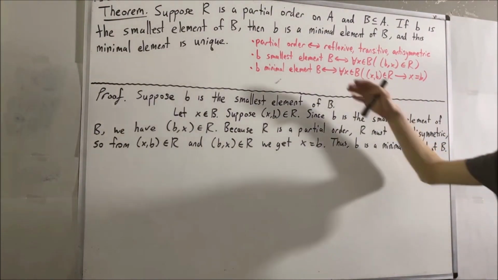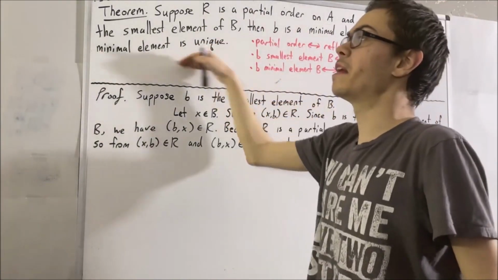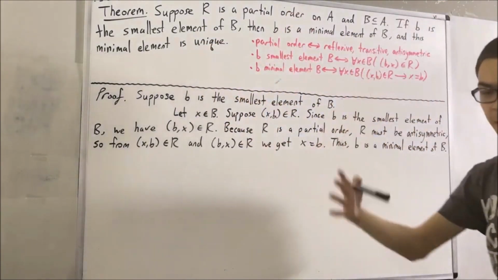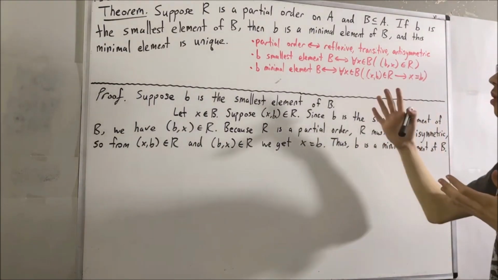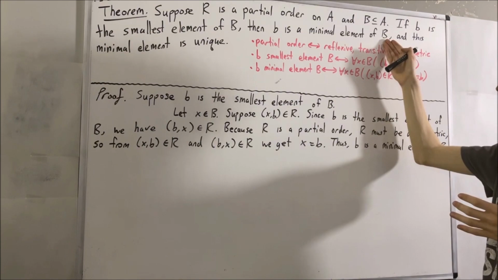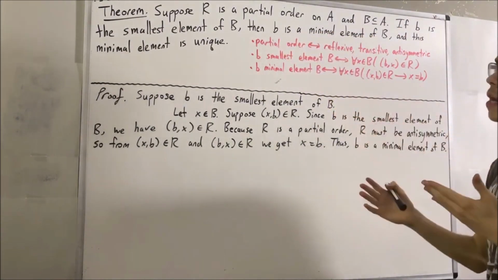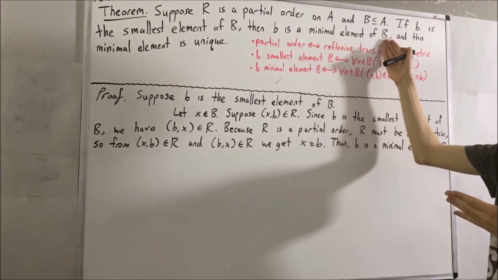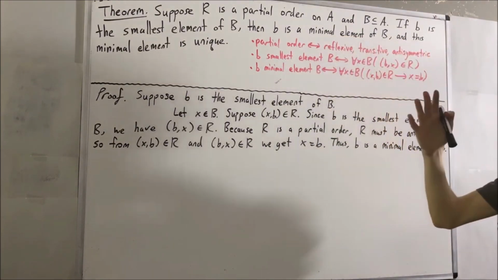So now that we've proven that b is a minimal element of B, now we're going to prove that b is the only minimal element of B. How do we do that? Well, what we can do is prove that every minimal element of B is equal to little b. So, since we're proving a statement about every minimal element of B, give me an arbitrary minimal element of B. I'll call it little c.